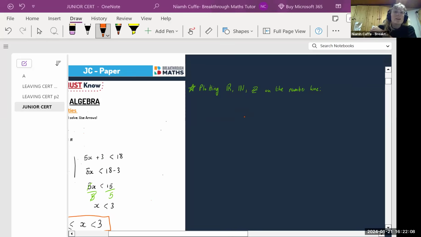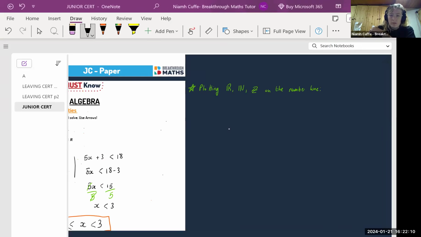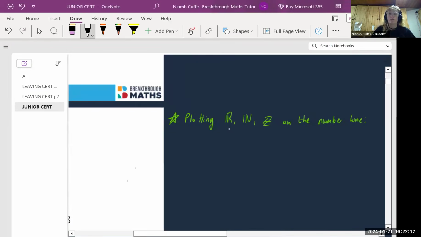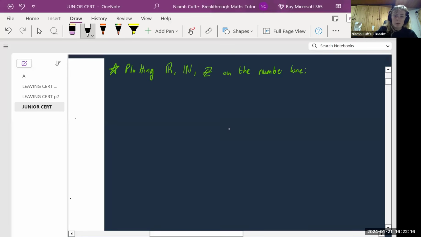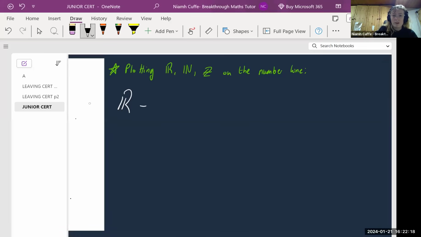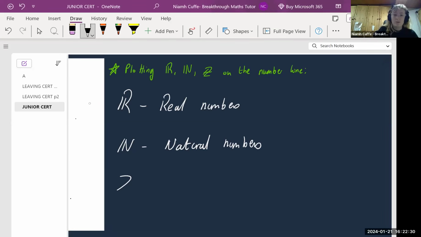Not to worry. So, guys, real numbers. These are the 3 different types of numbers that we're going to need to know how to plot on a number line. We've got the capital R, which stands for real numbers. We've got our capital N, which is our natural numbers. And finally, we've got our Z, which is our integers.